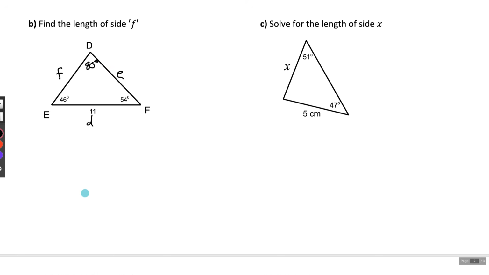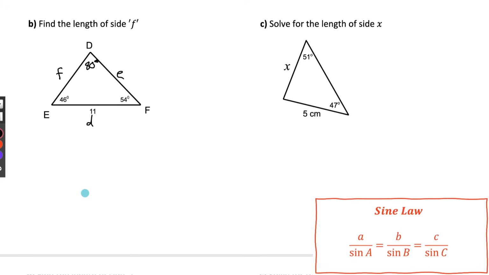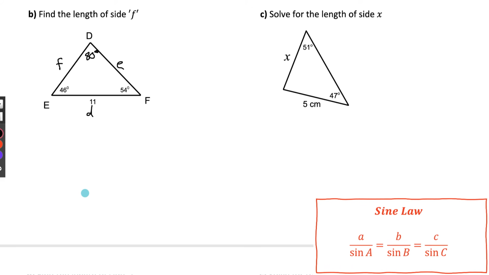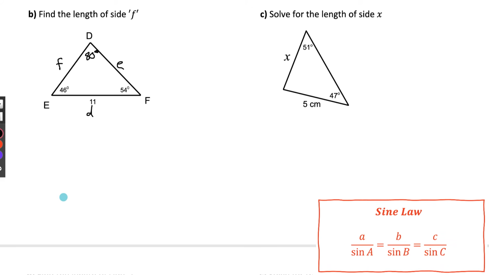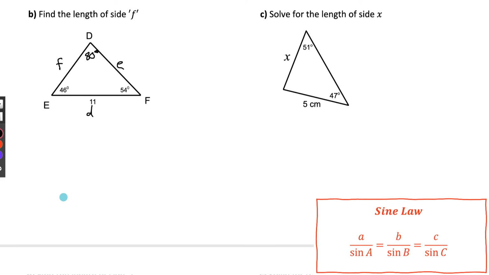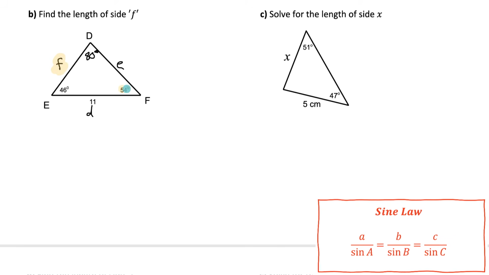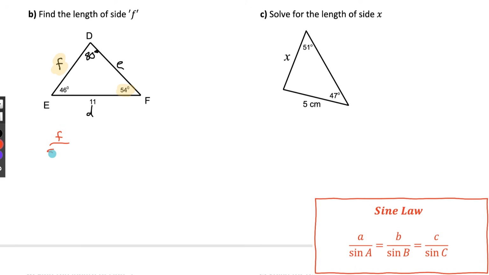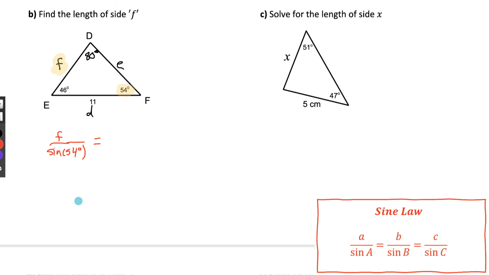If those conditions are met, we can use sine law. We just have to create the correct two ratios that we know are equal to each other. If I'm looking for side F, I definitely need to use the ratio that involves side F. So I would pair up side F divided by sine of its opposite angle. So F over sine of 54. And I know that's going to be equal to the ratio of any other side divided by its opposite angle. But which one am I going to do? Am I going to do D over sine D or E over sine E?